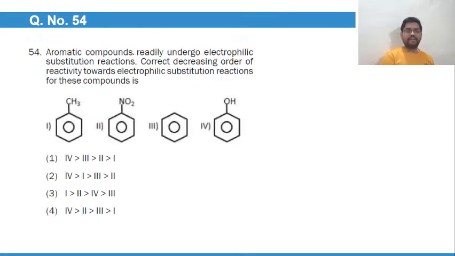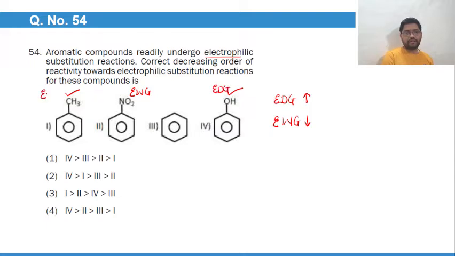54. Aromatic compounds readily undergo electrophilic substitution reaction. Correct decreasing order of reactivity towards electrophilic substitution reaction of these compounds is? In electrophilic substitution reaction, we know that an electron donating group increases the rate of reactivity, whereas an electron withdrawing group decreases the rate of electrophilic substitution reaction. So this is donating, and this is withdrawing. So it is EWG, whereas it is EDG.